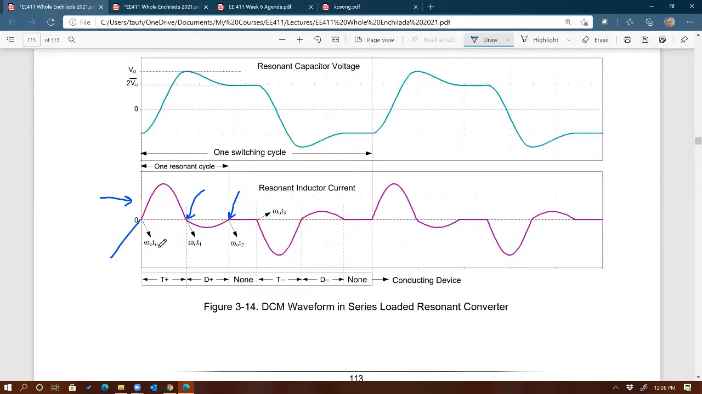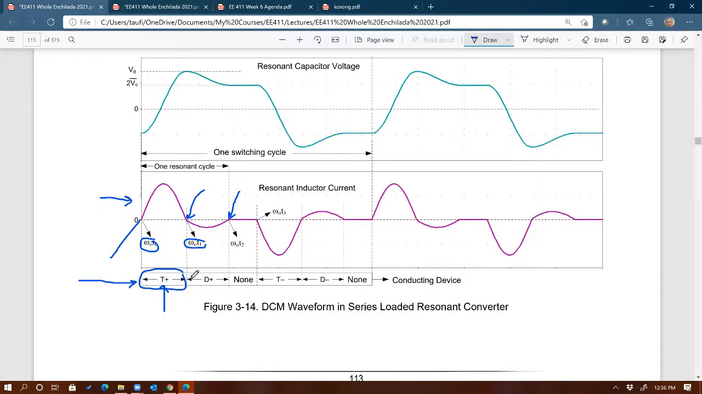Now, when we start the analysis at omega naught t naught, T plus is being turned on. This part of the waveform or graph shows which device is conducting at any given time. So from omega naught t naught to omega naught t1, you can see that T plus is conducting. Remember, we have control over this. This is a controllable switch. So I could tell T plus to turn on at omega naught t naught.